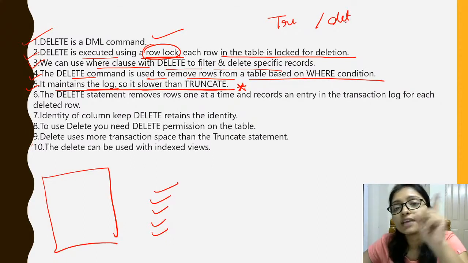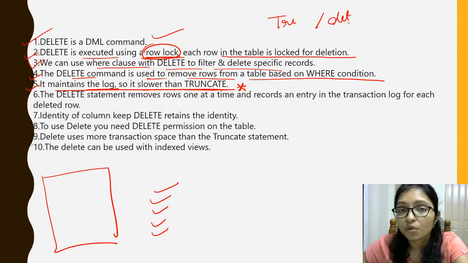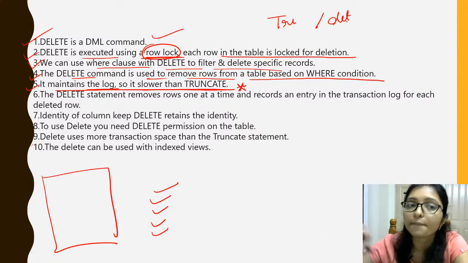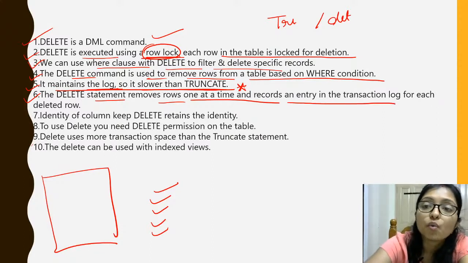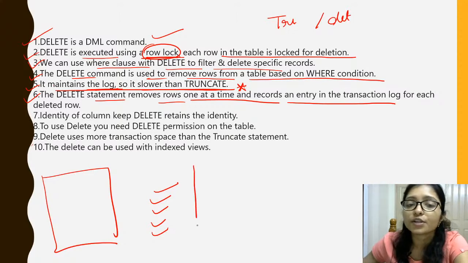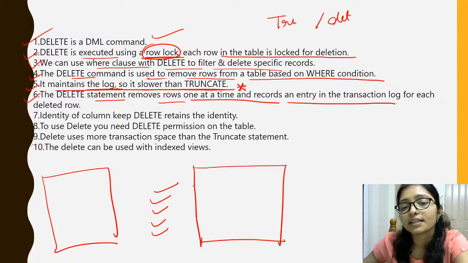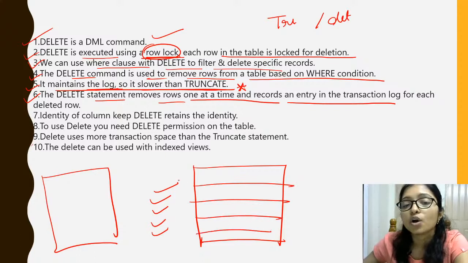And next question, if anyone asks why it is slow? Because truncate is not bothered about the log, but delete maintains the log. That's why delete is a slow operation. Okay, because delete is maintaining the log. And the delete statement removes rows one at a time and records an entry in the transaction log. So one by one, as I told, maybe in the table there are 10 rows, 1, 2, 3, 4.